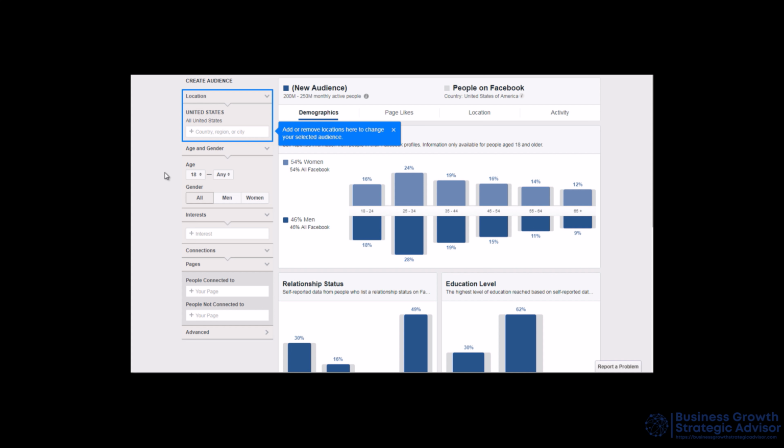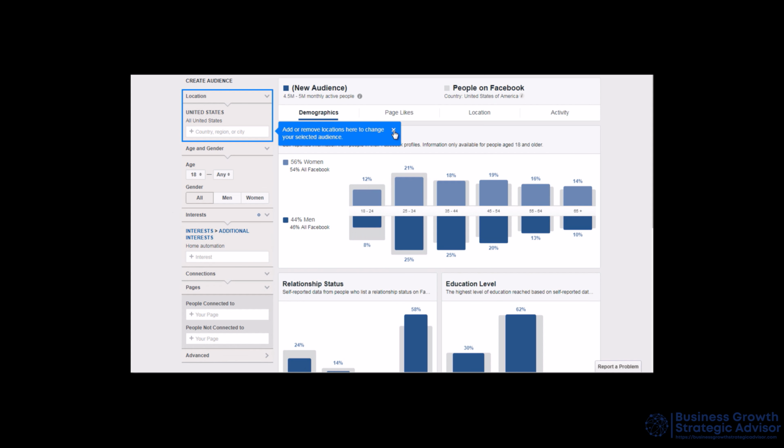So the easiest way to use this tool is not using any of these first, but by entering the interest. Let's switch to something else, because I did a search earlier on home security and I wasn't getting a lot of traction. So let's do a search on home automation and see what we get.